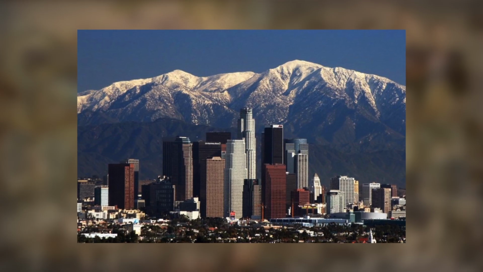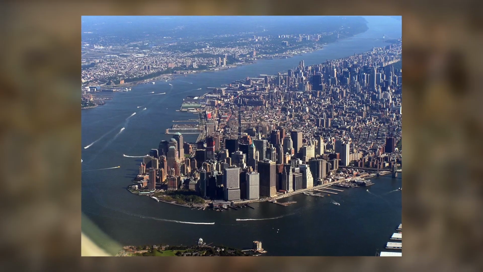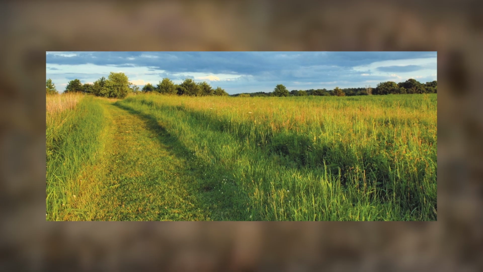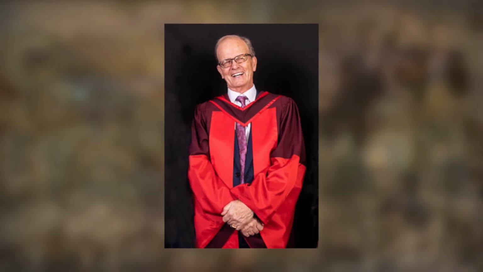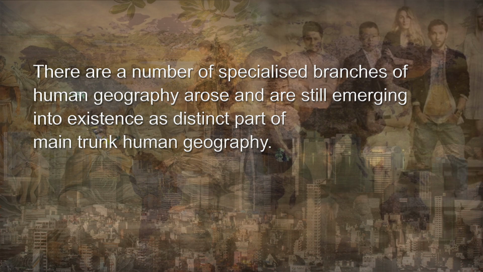In the late 1980s, there were new developments in human geography, namely postmodern geography and postmodernism. Postmodern geography started in the late 1980s, which reiterates the importance of space and place in research. Postmodern geography was started by Michael Dear, Edward Soja, David Harvey and others. A number of specialized branches of human geography arose and are still emerging into existence as distinct parts of the main trunk of human geography.